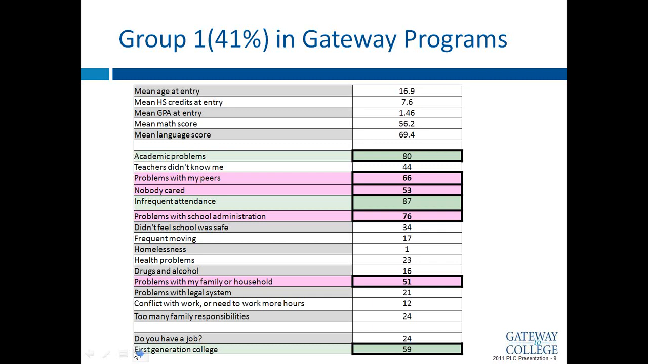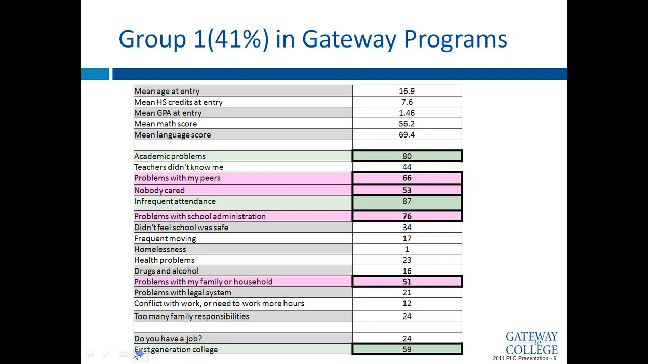The majority of our students are likely to talk about academic problems being one of the barriers they had while they were in high school. They are likely to say the same about attendance. And I think our most recent count is just under 80% of our students are first-generation college goers.